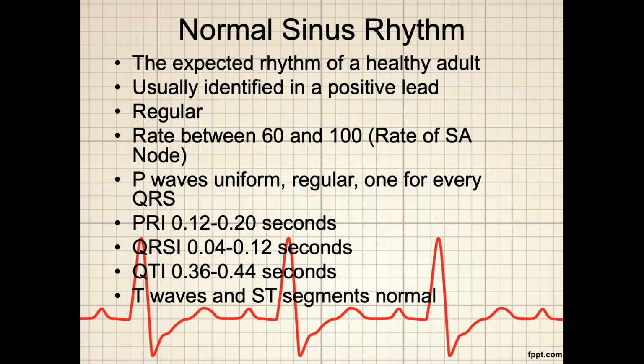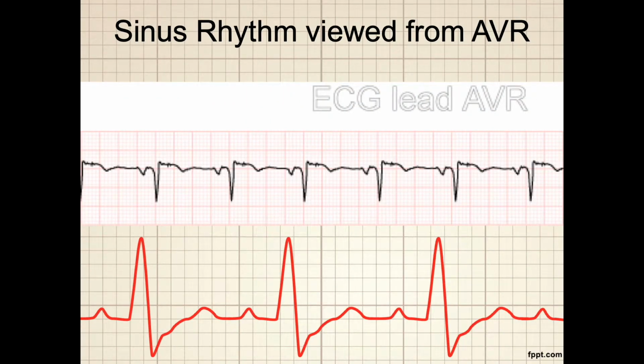Remember, we usually identify it in a positive lead, and normal sinus rhythm is the basis to which we compare all other rhythms. By definition, all other rhythms are dysrhythmias or arrhythmias. In this image, we see normal sinus rhythm as viewed from a negative lead. So you will notice that the P wave deflects downward, as does the QRS and even the T wave. This confirms our suspicion that we are looking at normal sinus rhythm.